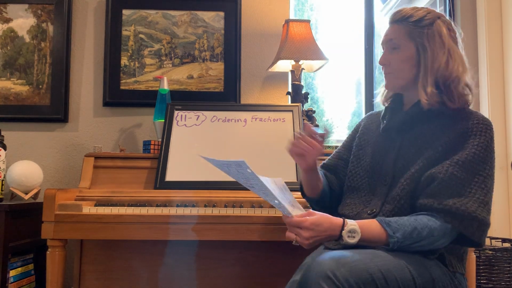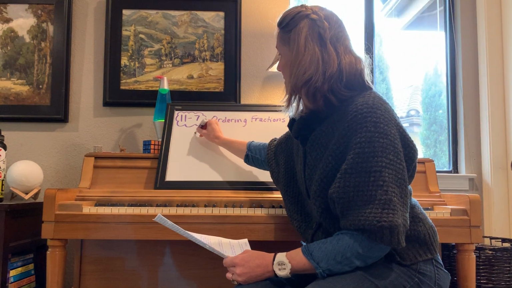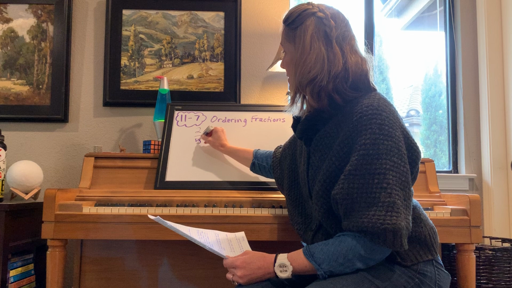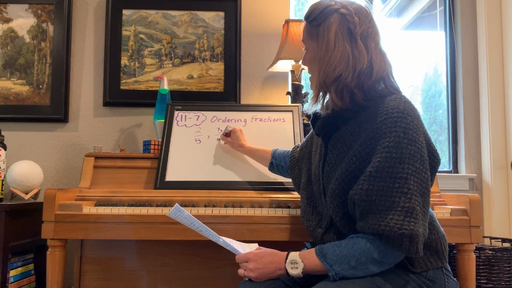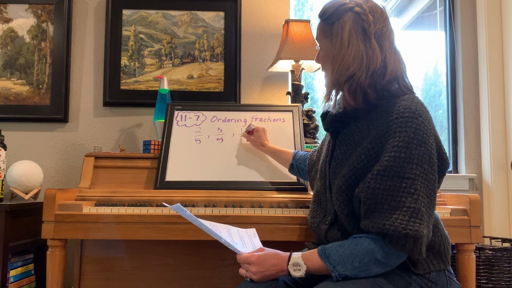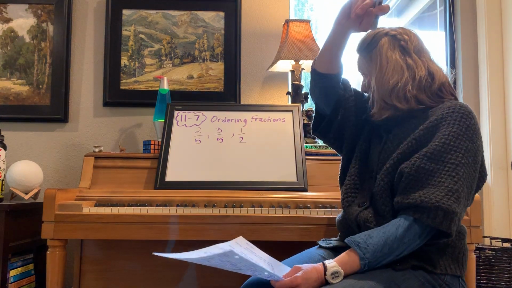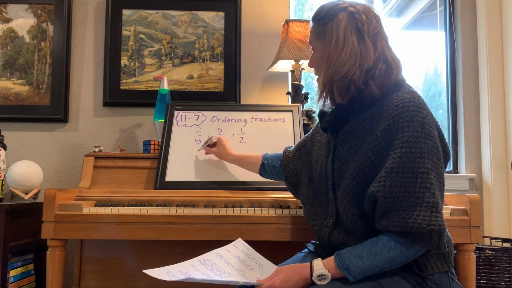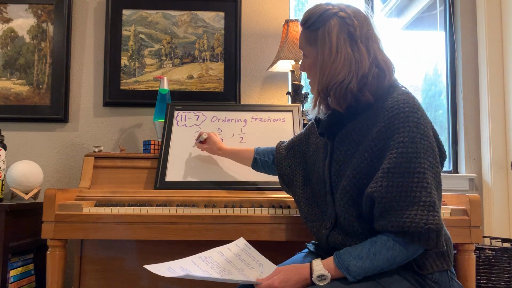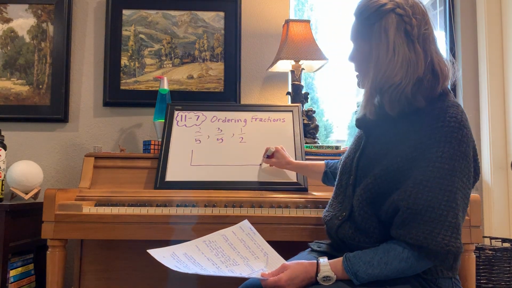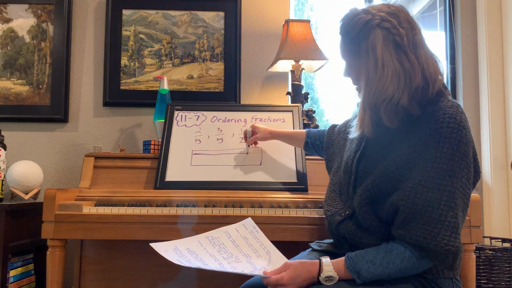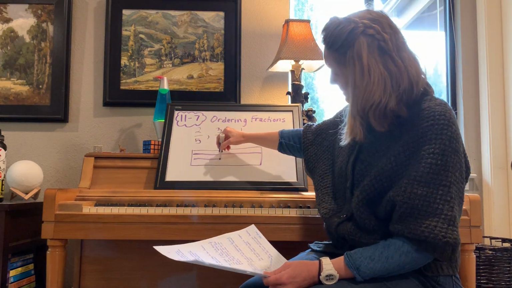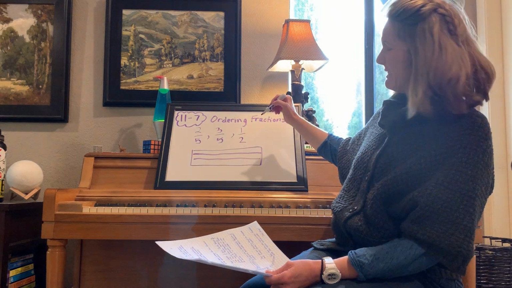So let's write these out. The first one that was given was 2/5. The second one that was given was 3/5. And the last one that was given was 1/2. So I see three different fractions, and basically if we were using fraction strips, I'm going to draw three different strips. Not really even, huh?